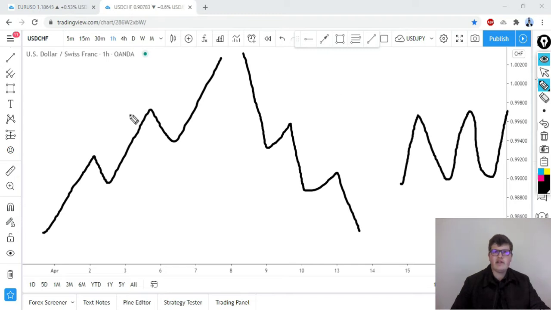An uptrend is defined as a trend that makes higher highs and higher lows, and a downtrend is defined as a market that makes lower highs and lower lows. With a consolidating market, the highs and the lows stay basically the same at the same price level.